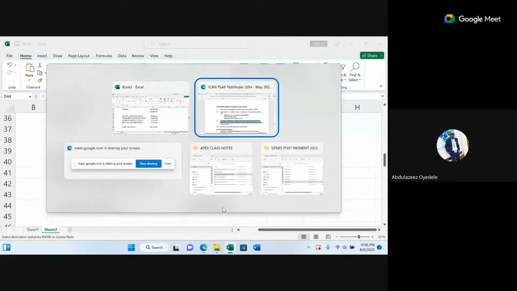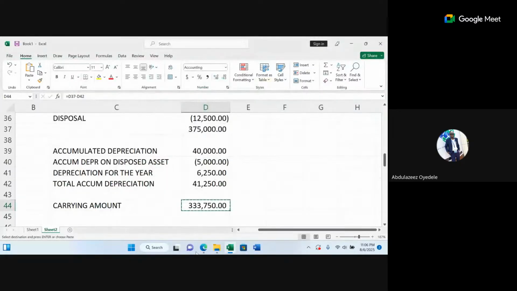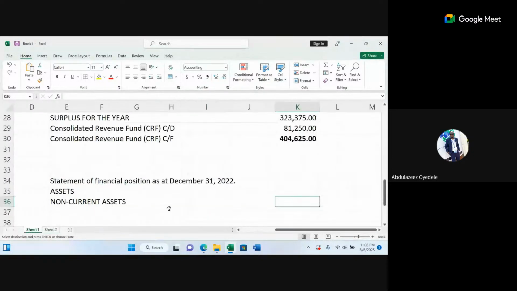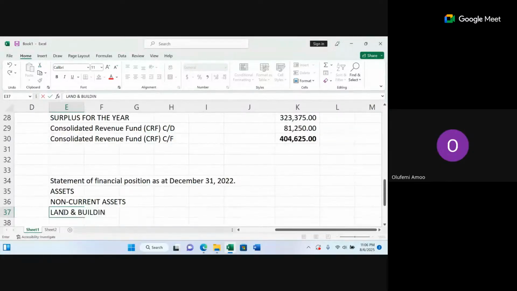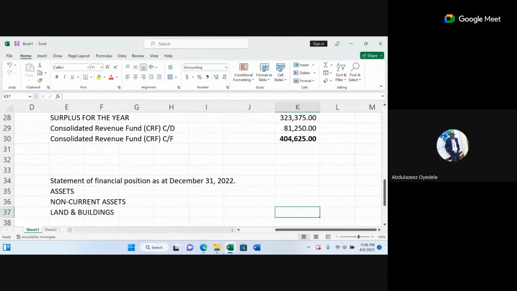So this we can now take to our solution as the value of land and building. So non-current assets, we have land and buildings, 333,750.